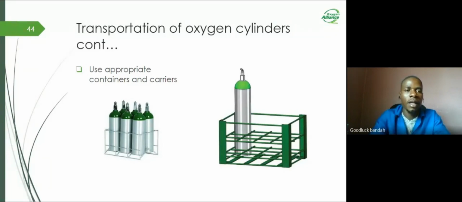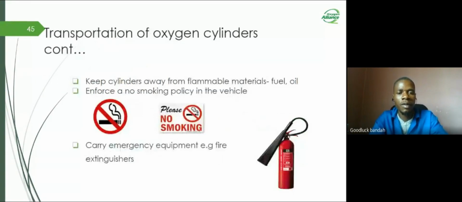Let's look at the other consideration that we should put in place, which is keeping cylinders away from flammable materials. This could be fuel, oil, grease. As I've already said, oxygen is one of the elements of the fire triangle, so its availability necessitates the eruption of a fire. We don't want to cause fire eruption, so you should keep away from flammable materials.